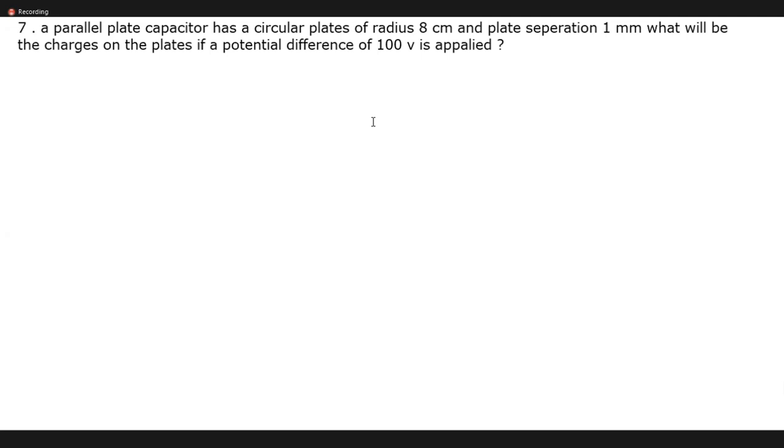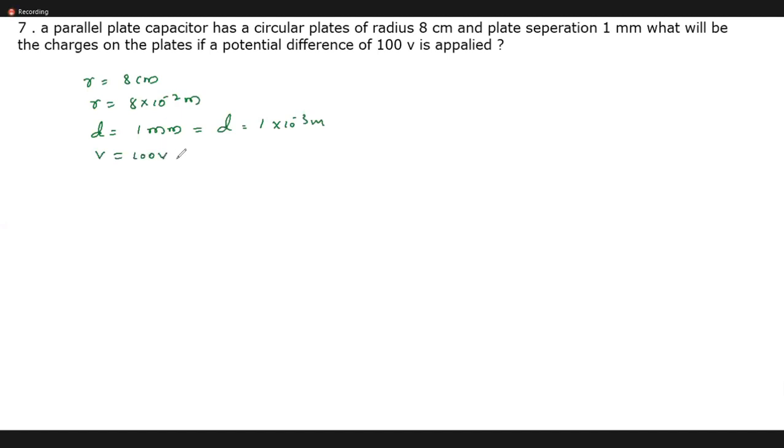Yes. What do we need to do? A parallel plate capacitor of radius, so the radius is given: r is equal to 8 into 10 to the power of minus 2 meter. The plate separation d is equal to 1 mm, so d is equal to 1 into 10 to the power of minus 3 meter. The potential difference is 100 volt.